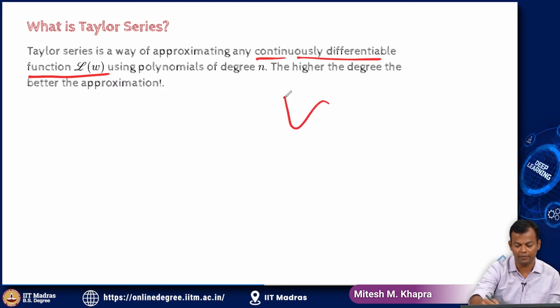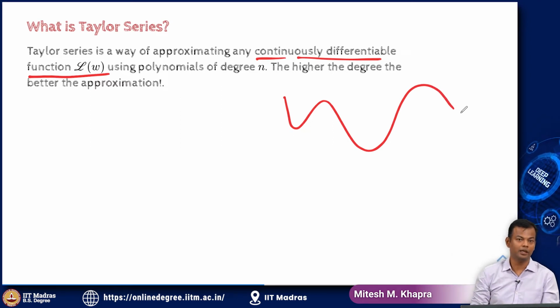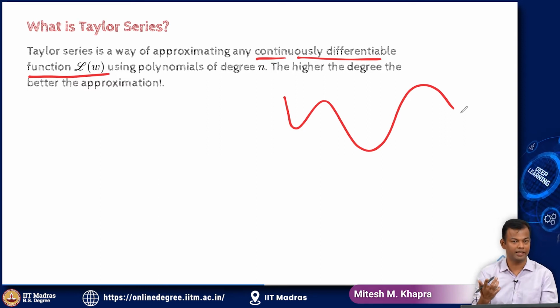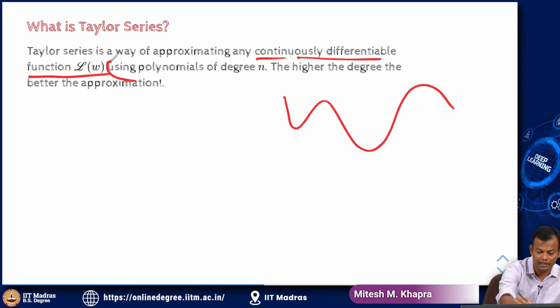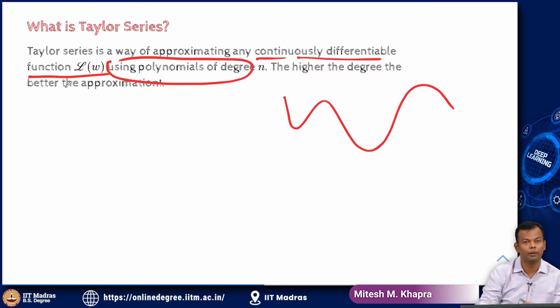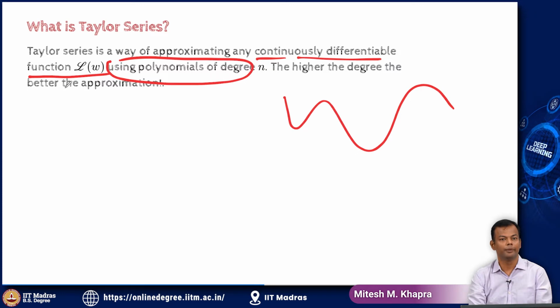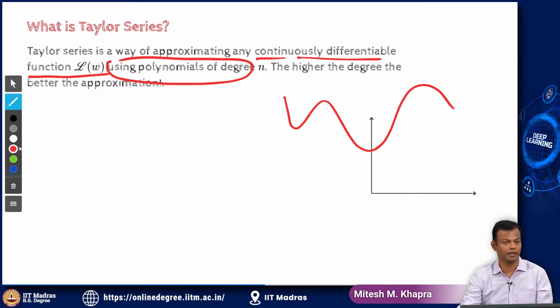It could have a shape like this. It could have any shape. It's just smooth and differentiable, right? And what the Taylor series does is give us a way of approximating this using polynomials of degree n. And the higher the degree, the better the approximation. Now this part may not be clear. What do I mean by approximating using polynomials of degree n? I should have circled n also. That part is not clear and we will fix that. Let's try to understand what we mean by that.